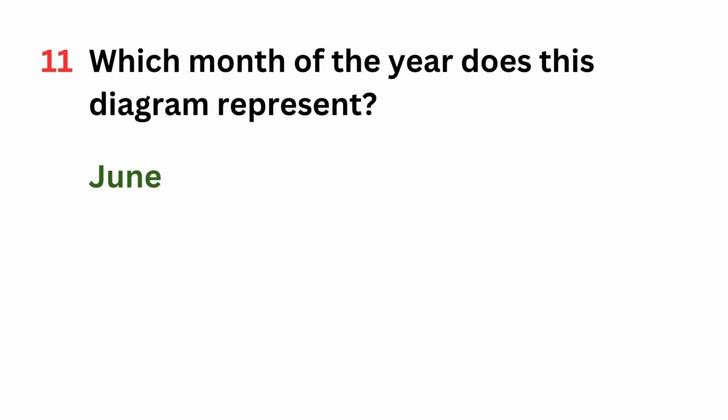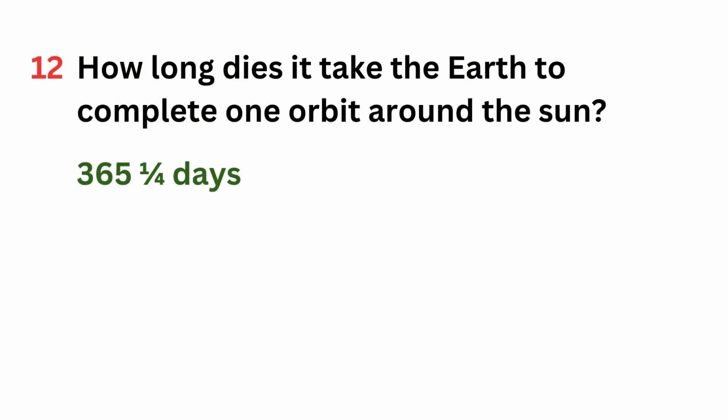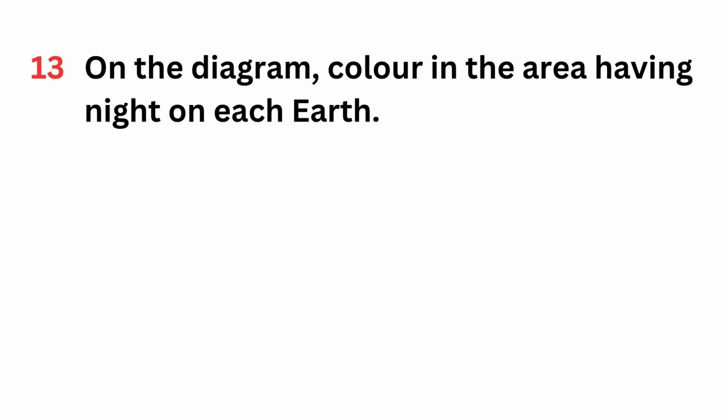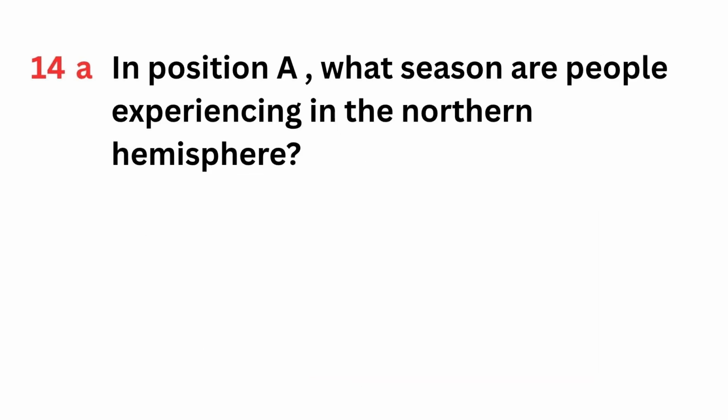This diagram represents June. Question 12. How long does it take the Earth to complete one orbit around the Sun? 365.4 days. Question 13. On the diagram, color in the area having night on each Earth. Question 14a. In position A, what season are people experiencing in the Northern Hemisphere?